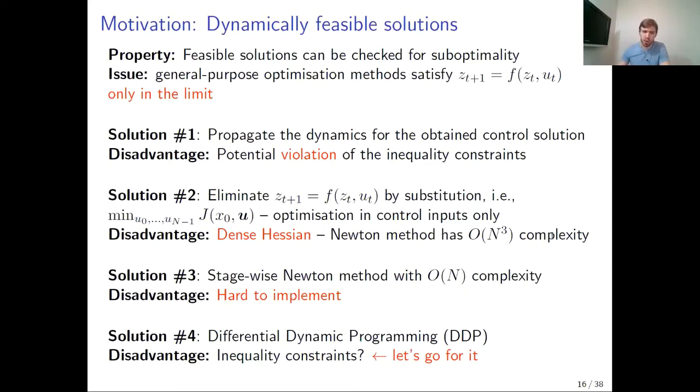Another solution: we can try to implement a stage-wise Newton method with linear complexity. However, it is really hard to implement, and historically it was implemented only after the differential dynamic programming method was reported in the literature. However, the original DDP method cannot handle the inequality constraints, so we will go and resolve this issue.